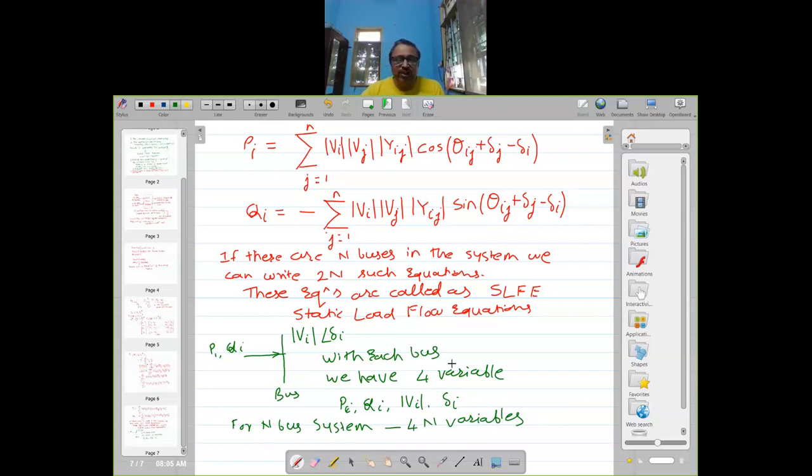And how many equations do we have? We have got 2n equations. So can we solve this system? We have got 4n variables or unknowns and 2n equations. To solve any system, we must have an equal number of equations and variables. So we must have 2n variables and 2n equations. Then only we can solve this, right? If we have got 4n variables and only 2n equations available, we cannot solve this system.